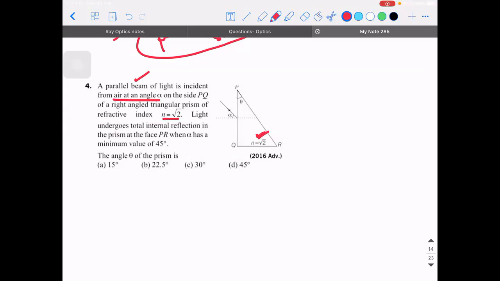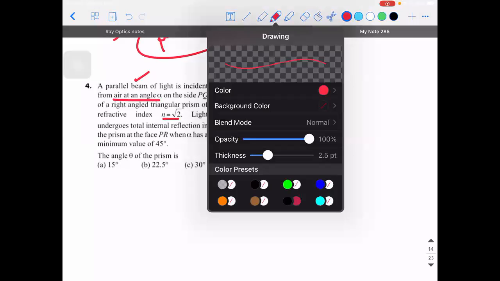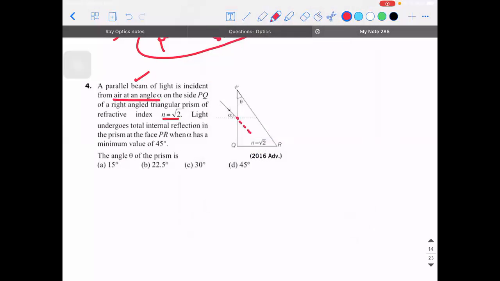So there is a parallel beam of light incident from air at an angle on the side PQ. So this is the normal. It's a right angled prism of refractive index √2. Light undergoes total internal reflection. So light is traveling from rarer to denser, so it bends towards the normal. I'll take a thinner pen. It will bend towards the normal.